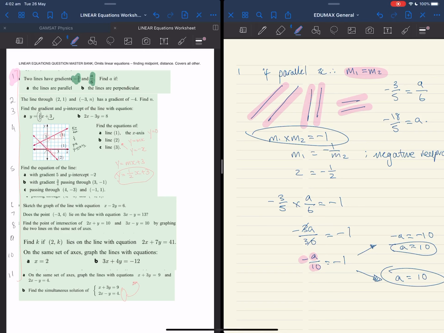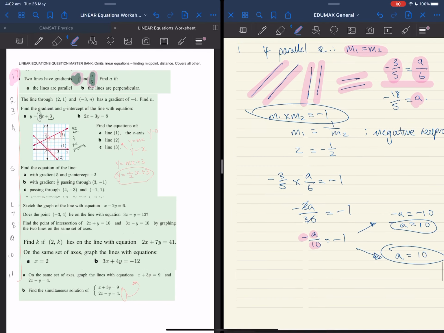And if they have the same gradient, we can simply equate the two gradients that they give us, right? So they give us -3 and 5 and a over 6. And so with this, what I did was I just simply solved it. I moved 6 to the other side, and I got a is equal to -18 over 5.